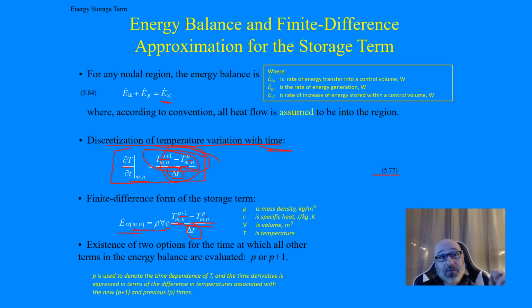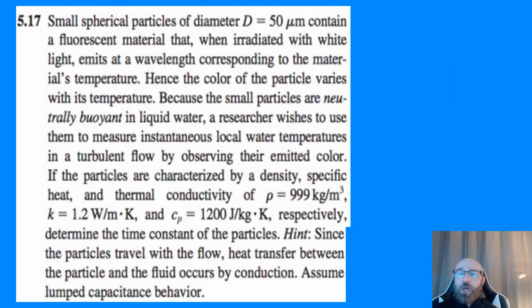Now there are two options for the time at which all other terms in the energy balance are evaluated. This is either P or P plus 1. Let's note that the P is used to denote the time dependence of the temperature, and the time derivative is expressed in terms of the difference in temperatures associated with the new P plus 1 and the previous P times. Now that we've gone through an overview of Chapter 5, refreshing our memories on topics, key equations, and governing theories, we want to apply all of those to an example problem.